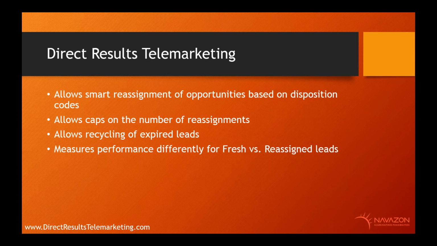Additionally, DRT allows you to recycle your expired leads to use them on new campaigns or for new clients. Of course, it will not recycle leads that were marked as do not call. When measuring performance, whether in formal reports or status screens, DRT segments fresh leads versus reassigned leads, meaning you will see 2 different sets of numbers. For instance, when you're looking at average sales amounts per marketer, you will see average sale for fresh leads, and you will see a different column showing average sale amounts for reassigned leads. So you'll be able to see how reassigned leads are contributing to your bottom line.